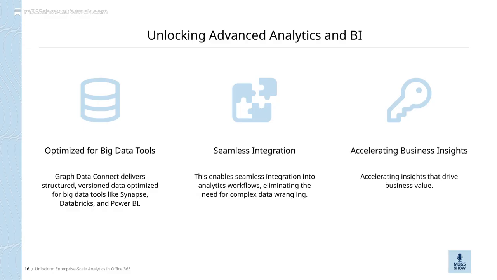This means we can get insights without getting bogged down by complex data wrangling, which often slows us down. With solutions like Graph Data Connect, we're providing structured, versioned data that's optimized specifically for big data tools such as Synapse, Databricks, and Power BI. This ensures that the data is readily accessible and ready to be analyzed, helping us unlock advanced analytics and business intelligence more efficiently. Ultimately, the key takeaway is that by streamlining these processes and integrating data seamlessly, we empower your teams to uncover insights faster and make smarter, data-driven decisions that add real business value.